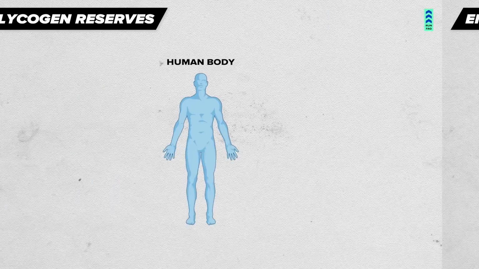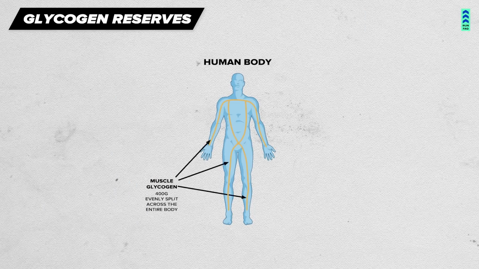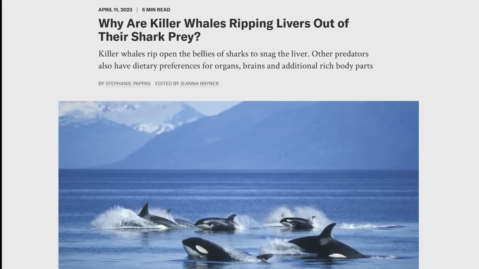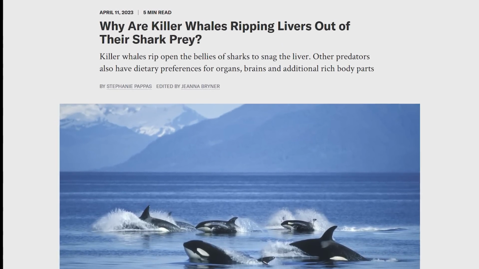On average, the human body stores about 400 grams of glycogen in muscles, approximately 15 grams per kilogram of muscle mass, and an additional 100 grams in the liver, which serves as an emergency reserve. Interestingly, this is why predators often target the liver first. It's the most energy-rich organ in the body.